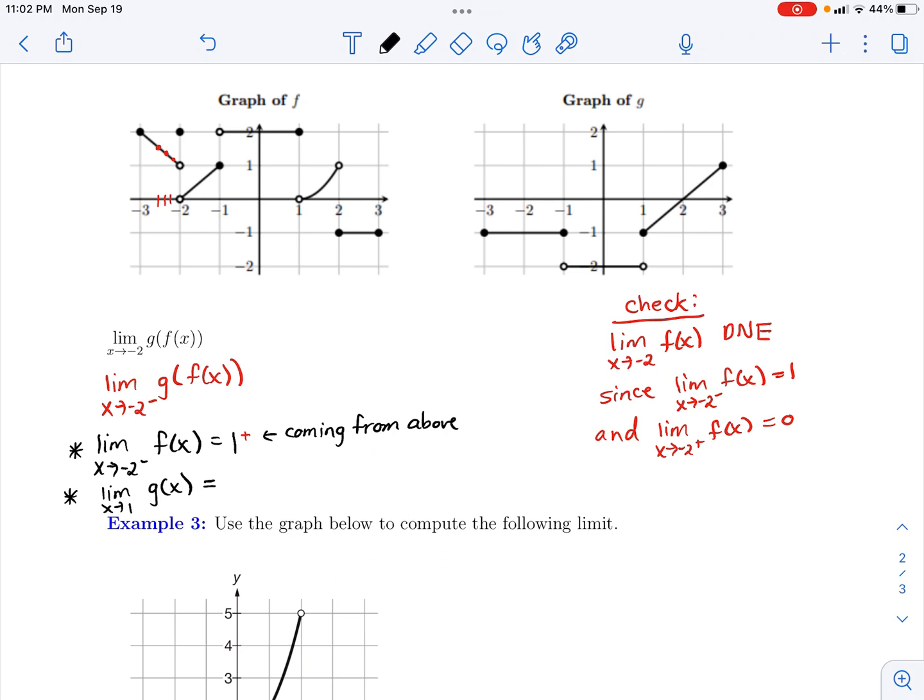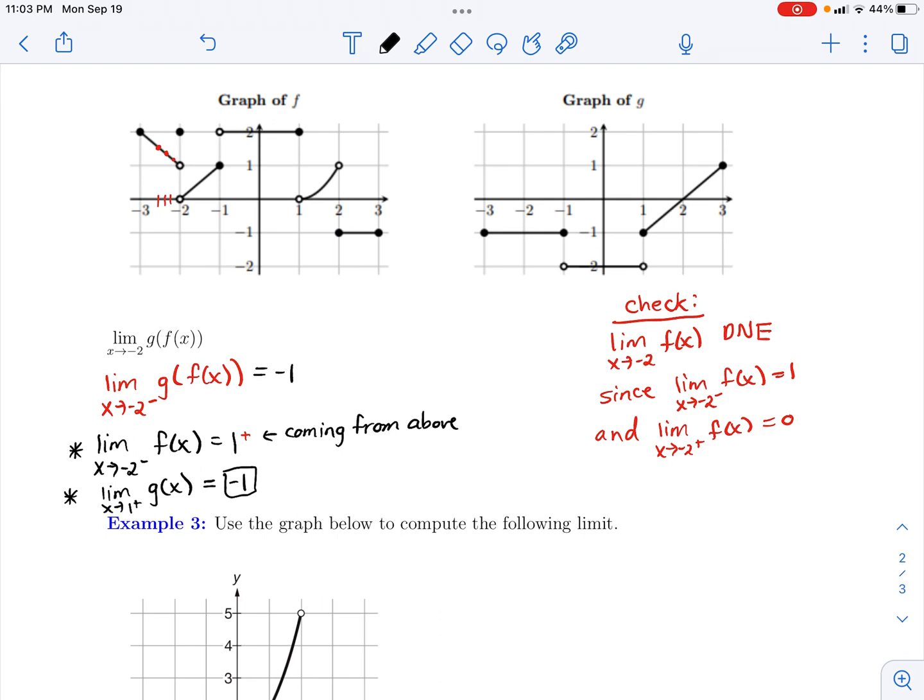Okay. And so when I go to this part where I do the limit as x approaches 1 of the outer function, I don't just put 1, I put 1 from the right. And so now when we look at the limit as x approaches 1 from the right of g, I see that the answer I get is -1. So that means that this composition, the limit as x approaches -2 from the left of g of f of x, is equal to -1.